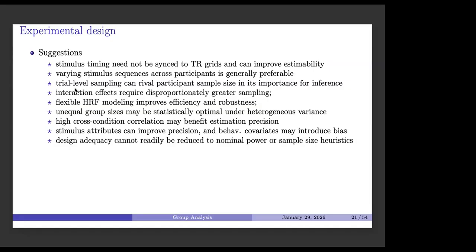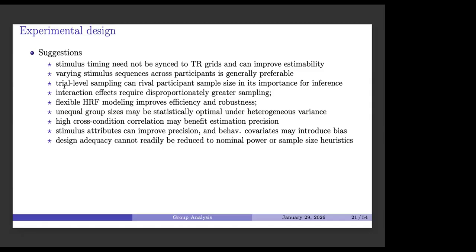The third point: of course, by default, assuming the sequence, the timing also needs to be randomized. In a sense, the inter-trial interval you need to vary. Don't fix it at some particular value. There's a program you can use, for example, timing_tool.py, that can help you design that. Also, trial-level sampling is almost as important as the number of participants. We already mentioned that.